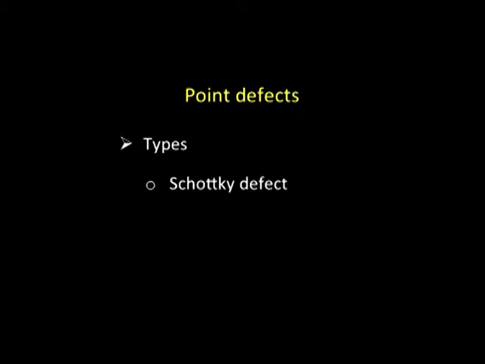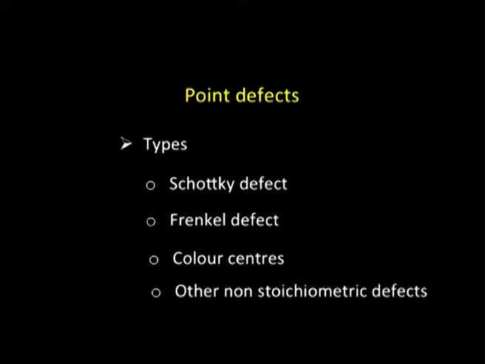Okay. Now, let us see what the different types of point defects are, and we will talk about each of them in detail. Different types of point defects are the Schottky defect, and the second one is the Frenkel defect. Then we have color centers, and then there are other non-stoichiometric defects, because these are stoichiometric defects, and this is non-stoichiometric. We will talk about all these defects one by one. Let us start with the Schottky defect.